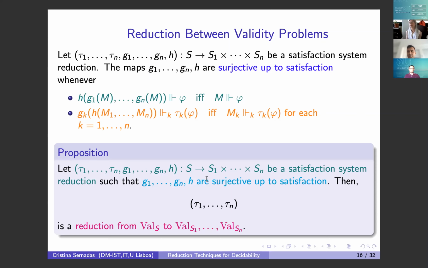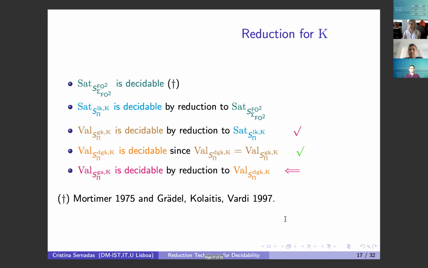And so what you are saying is that there is a model that is obtained by using the G1 to GN and H that will satisfy precisely the same formulas as M satisfies. And there is a similar condition that you see here in orange. But what happens in the end is that if you have this further requirement, you will also say that there is a reduction from the validity problem in S to the validity problem in S1 to SN. And again, if these are decidable, so is Val of S.